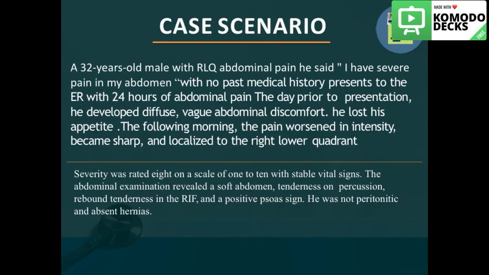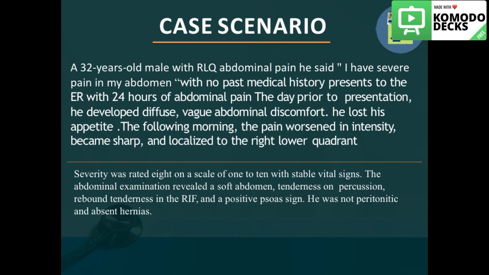So my case scenario is a 32 years old male with right lower quadrant abdominal pain. He said, I have severe pain in my abdomen, with no past medical history. He presented to the emergency room with 24 hours of abdominal pain. The day prior to presentation, he developed diffuse vague abdominal discomfort. He lost his appetite. The following morning, the pain worsened in intensity, became sharp and localized to the right lower quadrant.